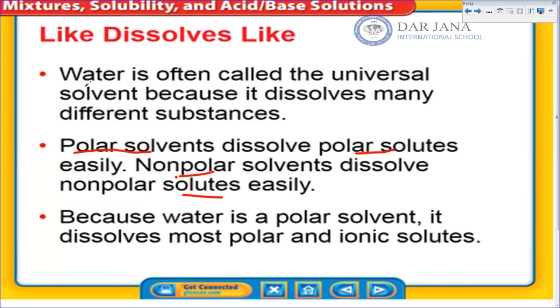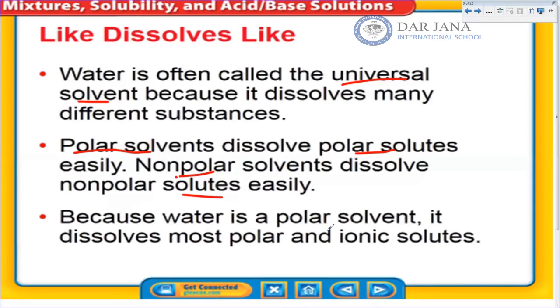Mainly, water, guys, is called a universal solvent. So please pay attention to this. It's called a universal solvent. Why? Because it dissolves many different substances. So we call it a universal solvent.